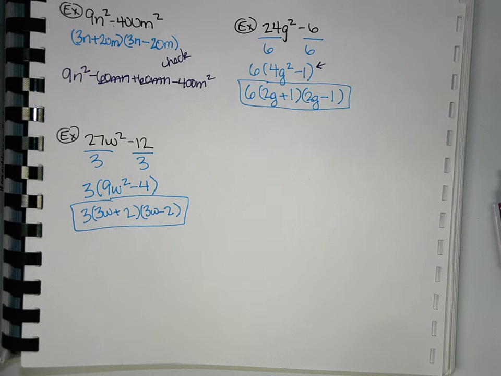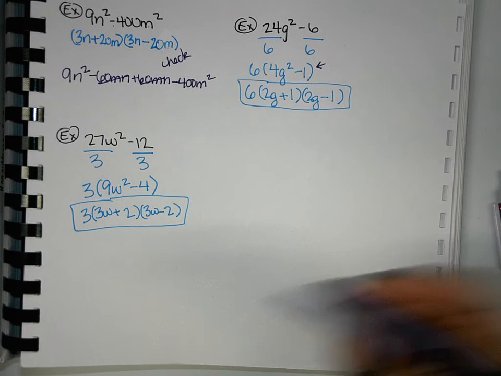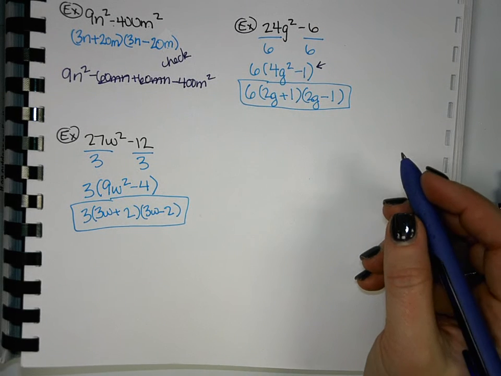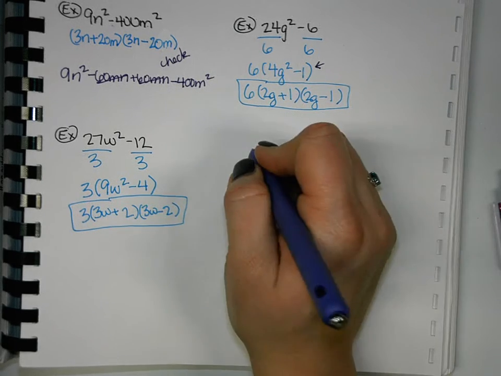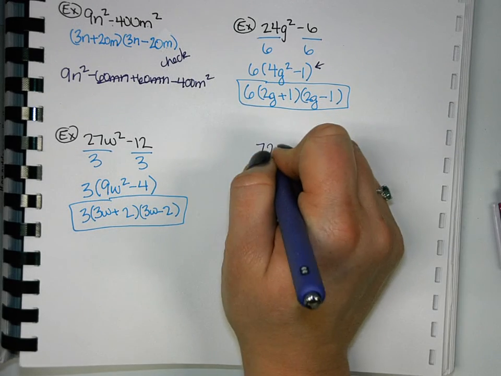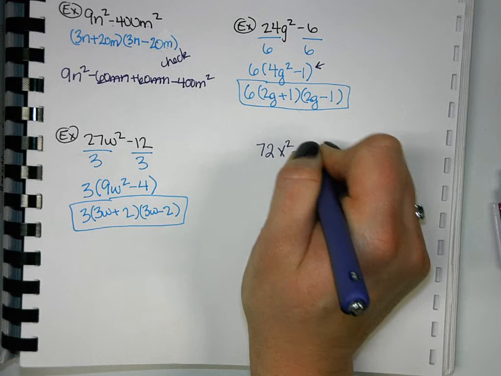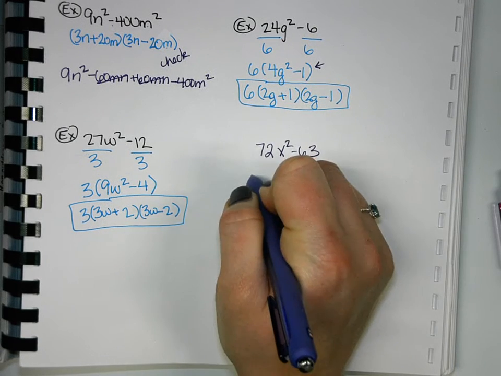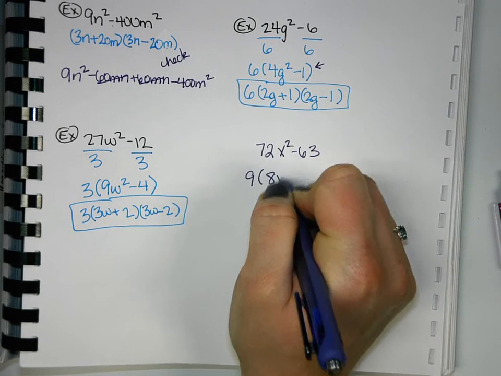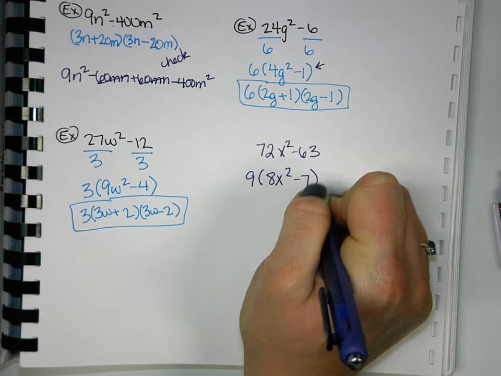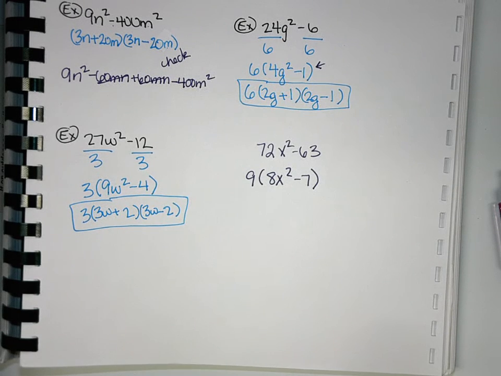What if they're in the parentheses and they're still not perfect squares? Then you're done. So let's say it would be like number 3 on last night's assignment. We had 72x squared minus 63. All they had was a 9, and what was left was x squared minus 7, neither of which are perfect, so we're done. That means all we had was a GCF.